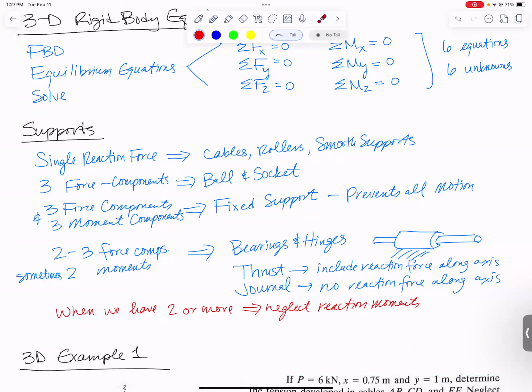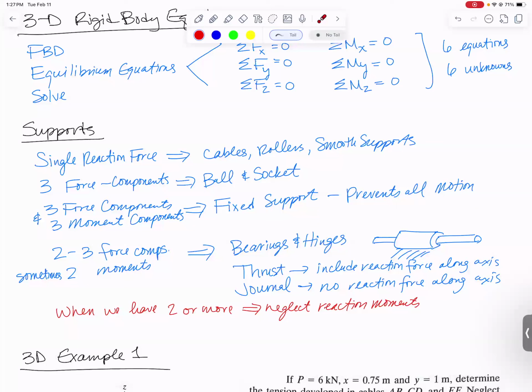If you had 2 bearings and they each had a couple of force components and a couple of moment components, you're up to 8 unknowns and you won't be able to solve. You can only write 6 equations. So that's one of the reasons that we neglect them. But also, if you think about a door swinging on its hinges, you really don't want those hinges carrying a whole bunch of moment in a direction like this or this, because they will wear out really fast.